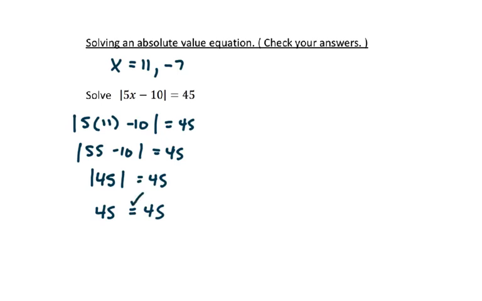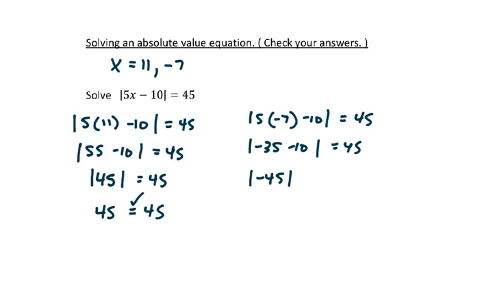Then we're going to do the same thing with negative 7. So I got 5 times negative 7 minus 10 equals 45. Negative 35 minus 10 equals 45. Absolute value of negative 45 equals 45. And again, 45 does equal 45.